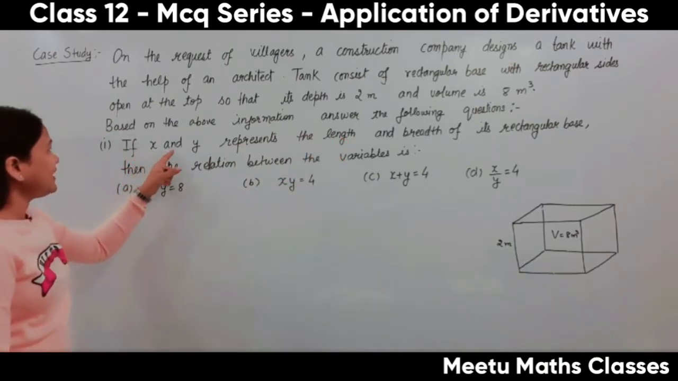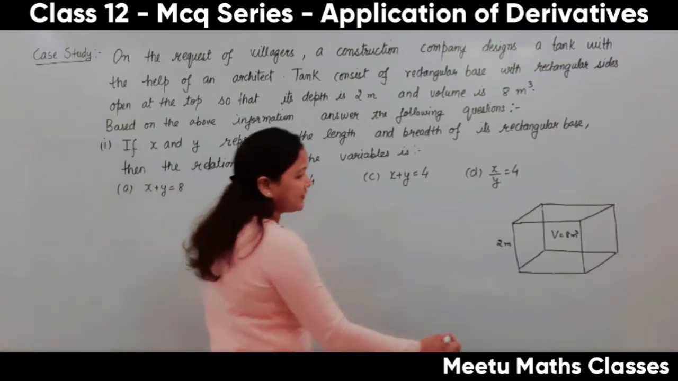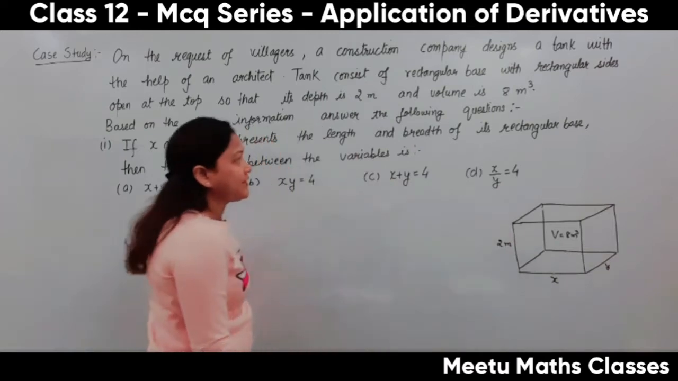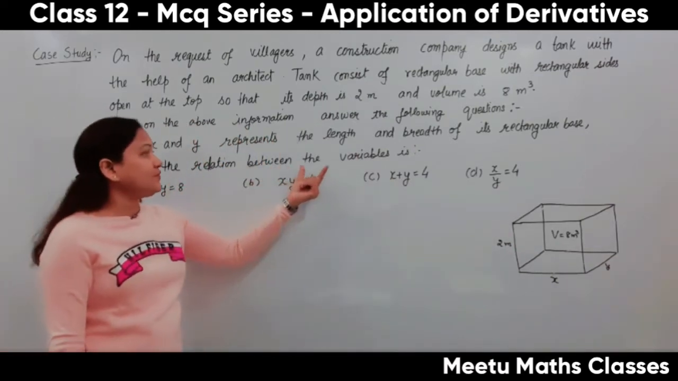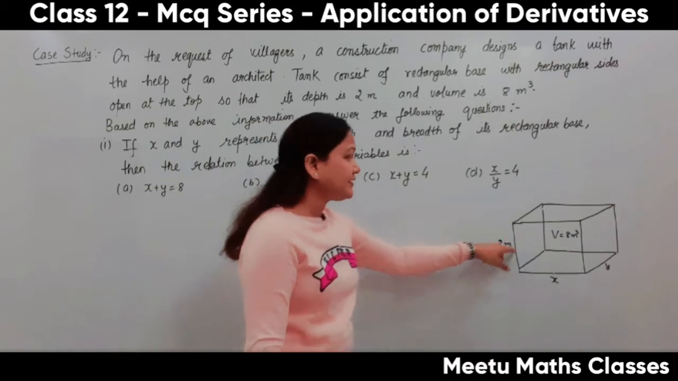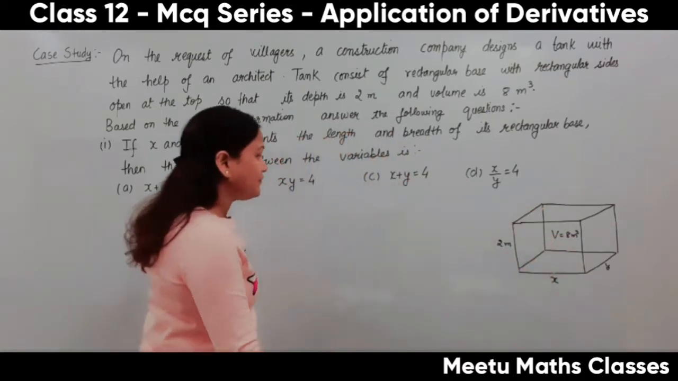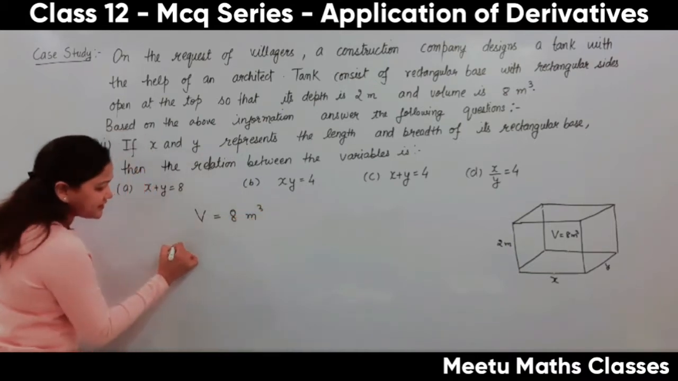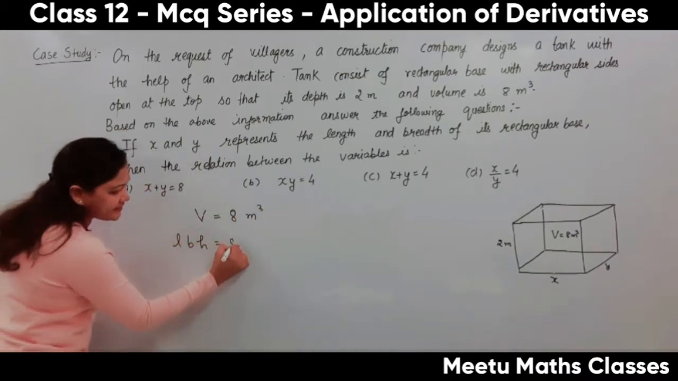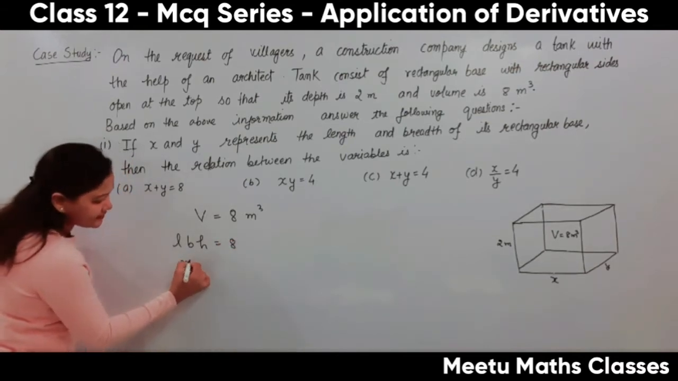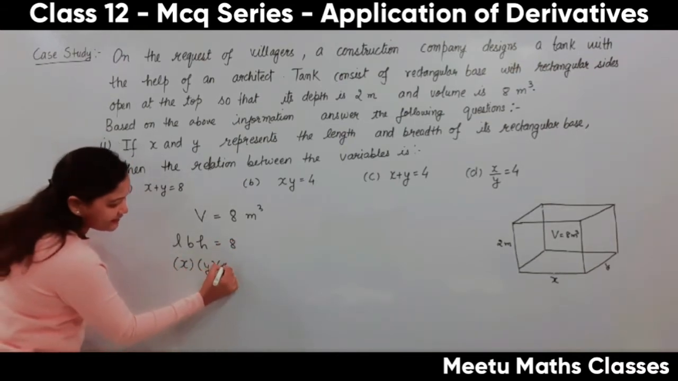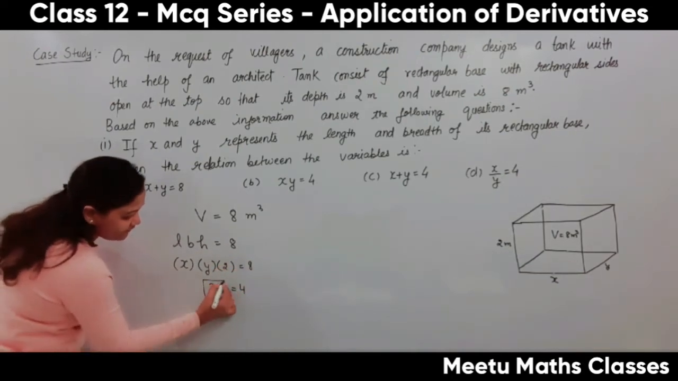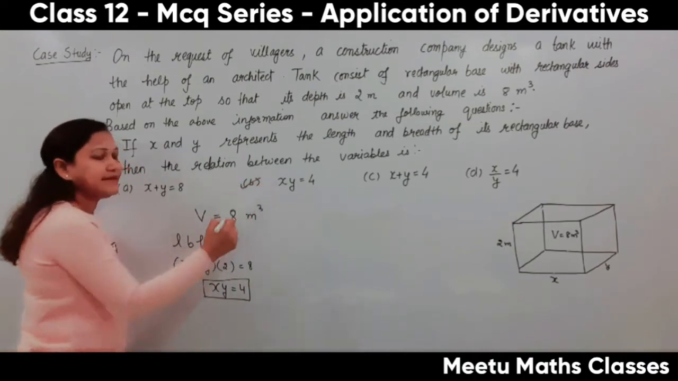The first question is, if x and y represent the length and breadth of the rectangular base, then the relation between the variables is, now the relation will come from the volume function. We know that the volume is 8 meter cube and the volume is equivalent to length into breadth into height, equals 8. Length is x, breadth is y and height is 2. So your xy must be equal to 4. So your option B is correct.